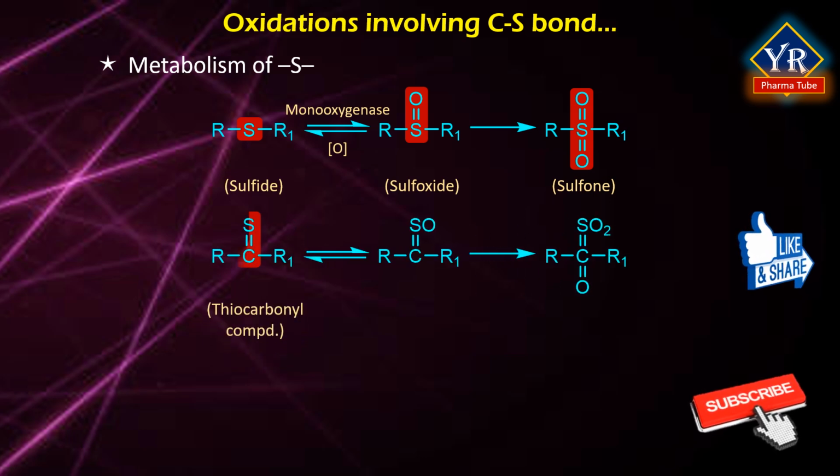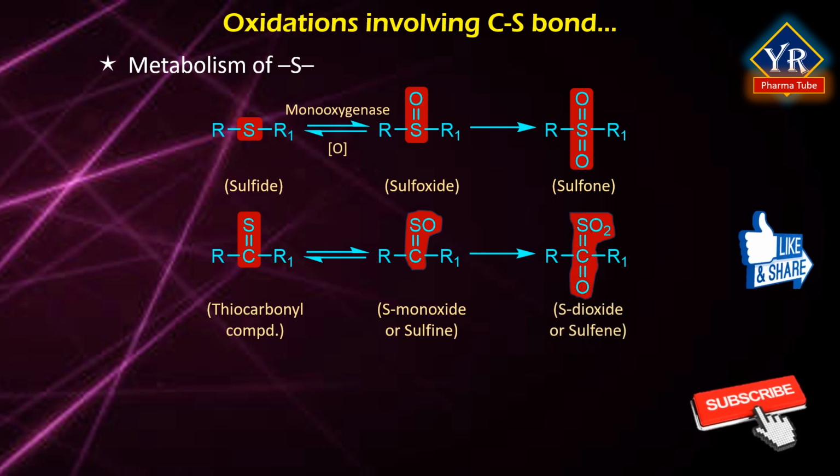Thiocarbonyl compounds are also substrates of monooxygenases, forming S-monoxides, which are called sulfines, and then S-dioxides, which are called sulfenes. As a rule, these metabolites cannot be identified as such due to their reactivity. Thus, S-monoxides rearrange to the corresponding carbonyl, that is a ketone, by expelling a sulfur atom. This reaction is known as oxidative desulfuration and occurs in thioamides and thioureas.